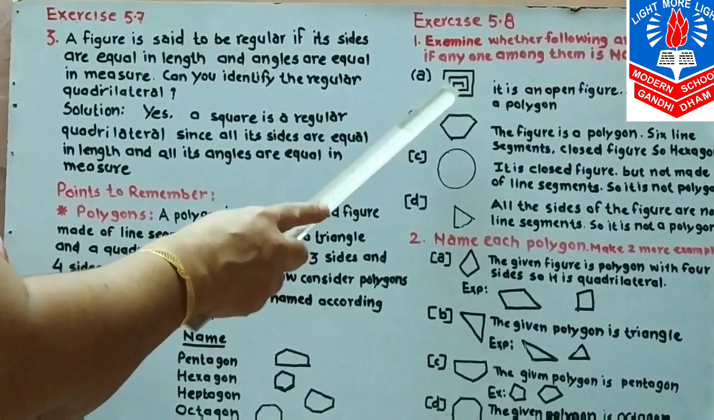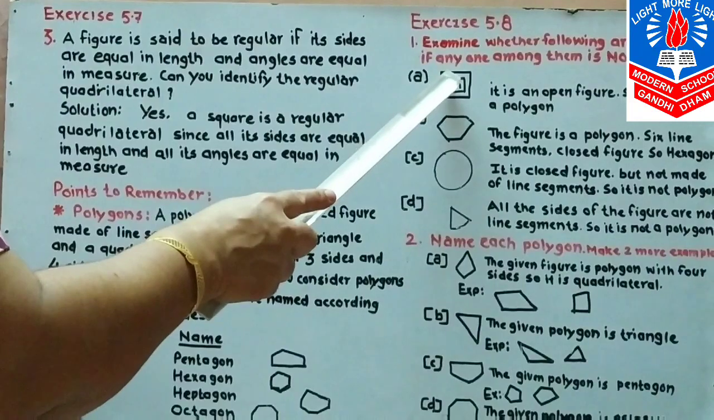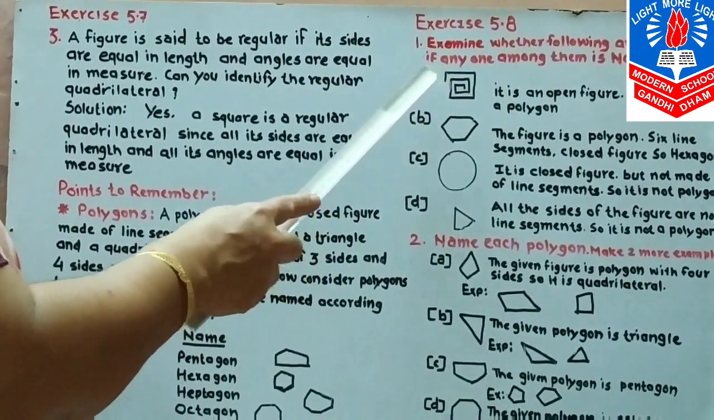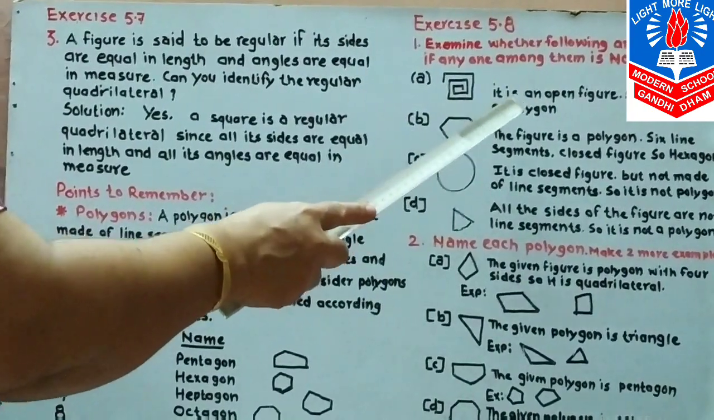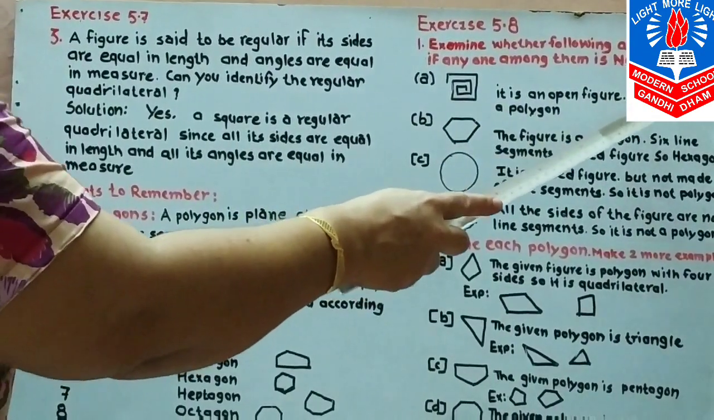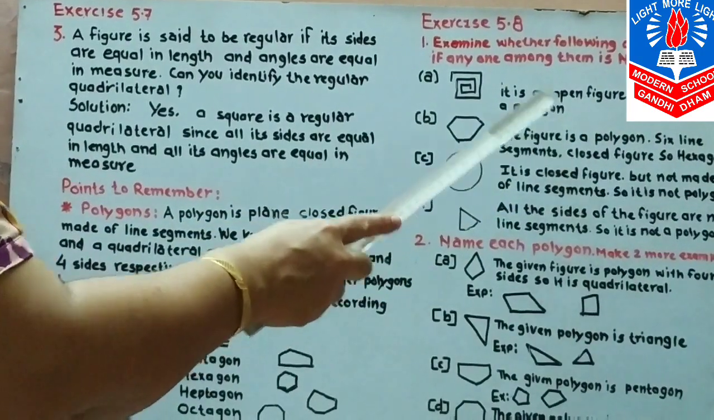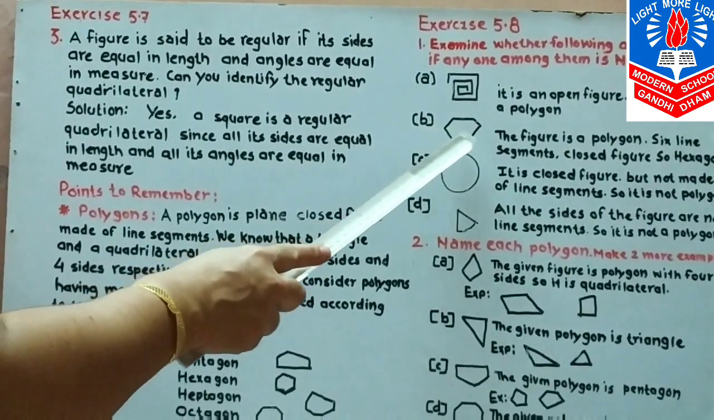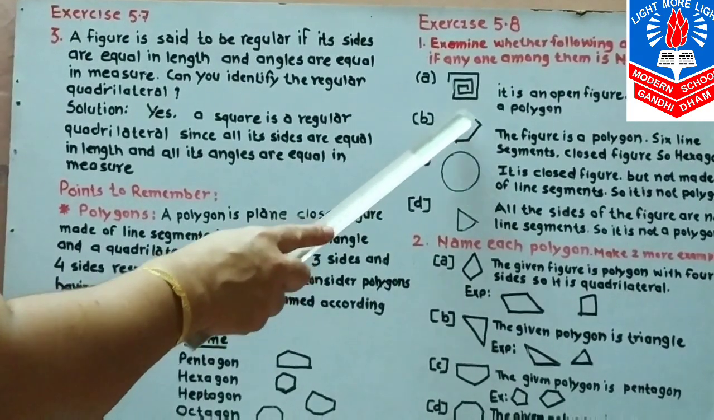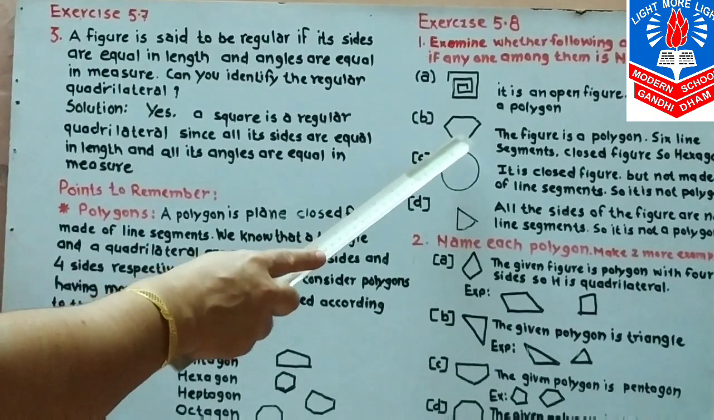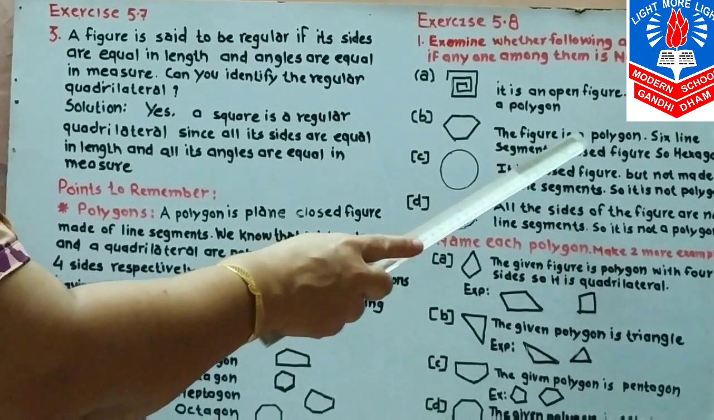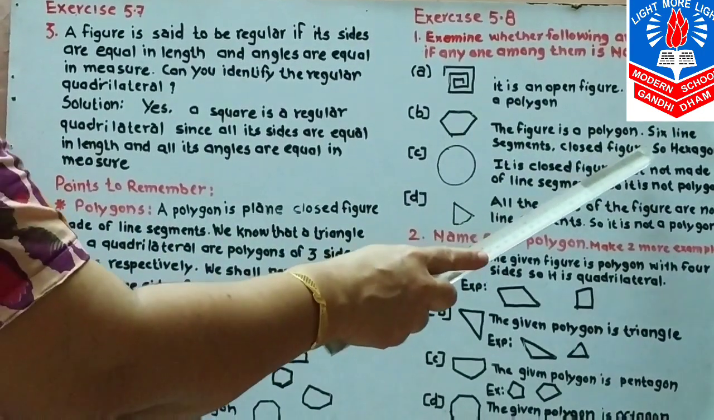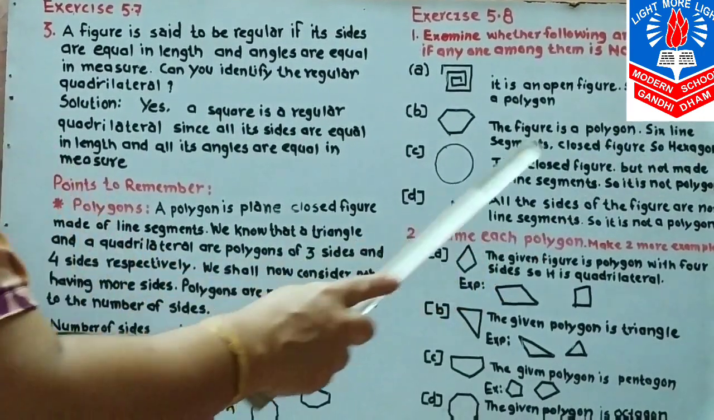Here is the first figure. See, this is open from this side, and a polygon has a closed figure, but here it is an open figure, so it is not a polygon. Here are 6 sides, 1 2 3 4 5 and 6, and it is a closed figure, so it is a polygon. The answer is the figure is a polygon. 6 line segments, closed figure, so hexagon.